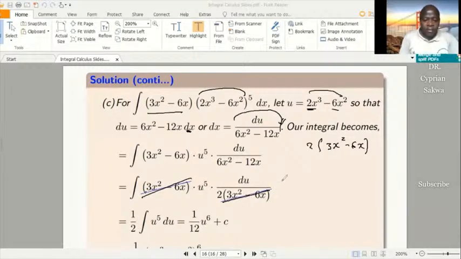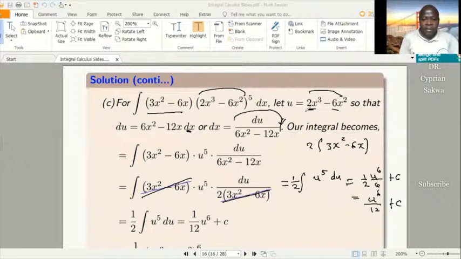So what am I left with? I'm left with the integral of u raised to 5 du, and this constant can be taken outside the bracket, and this is what I have. And this can be integrated: just add 1 to the power to get u raised to 6 and divide by 6, then plus c. So this part gives you u raised to 6 over 12, plus c. That's what I have.